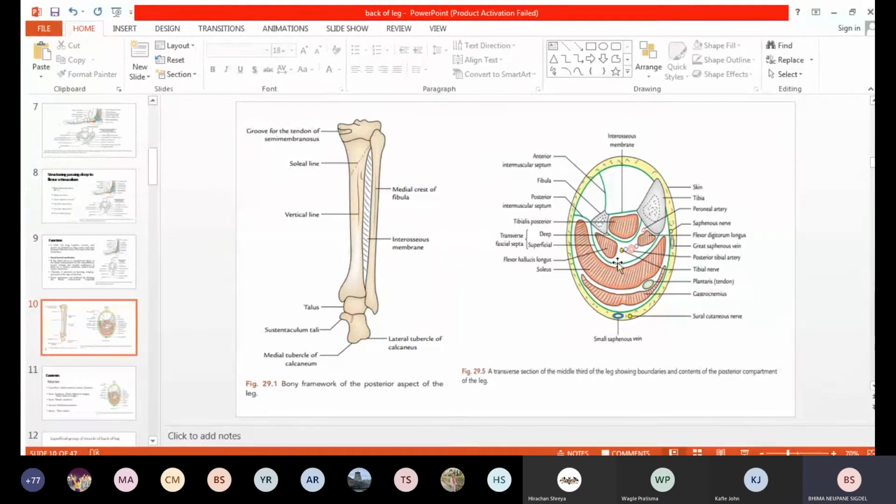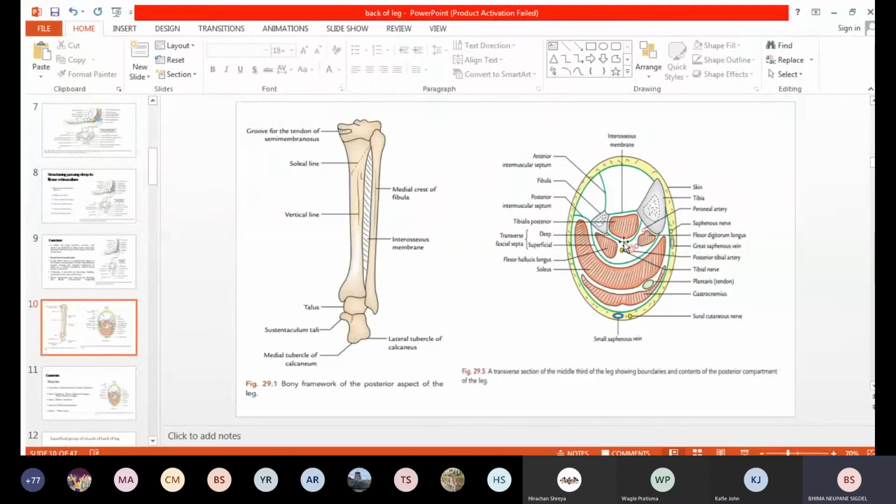Superficial to the superficial transverse fascial septum are the three muscles: the gastrocnemius, plantaris and the soleus. Now this is the superficial transverse fascial septum, and this is the deep transverse fascial septum. In between the superficial and deep transverse septa are two muscles now. One is the flexor hallucis longus. Along with that, you can see the flexor digitorum longus.